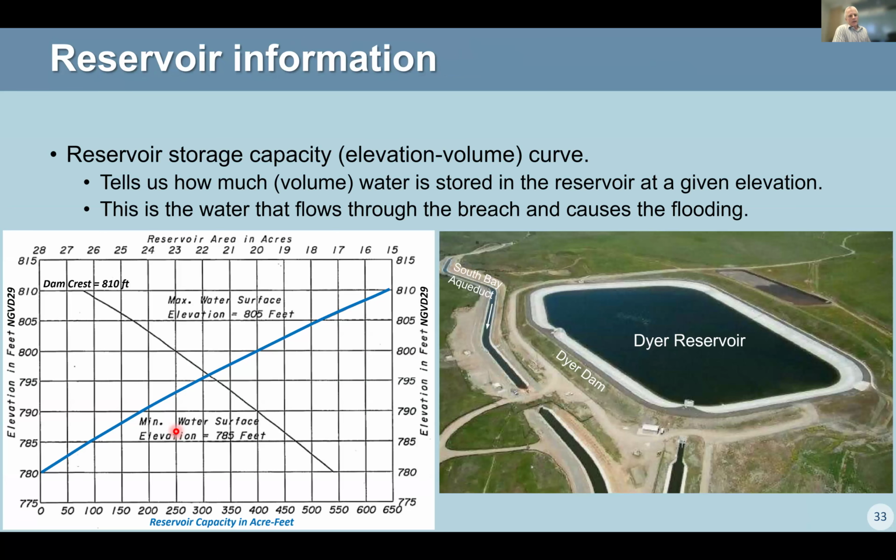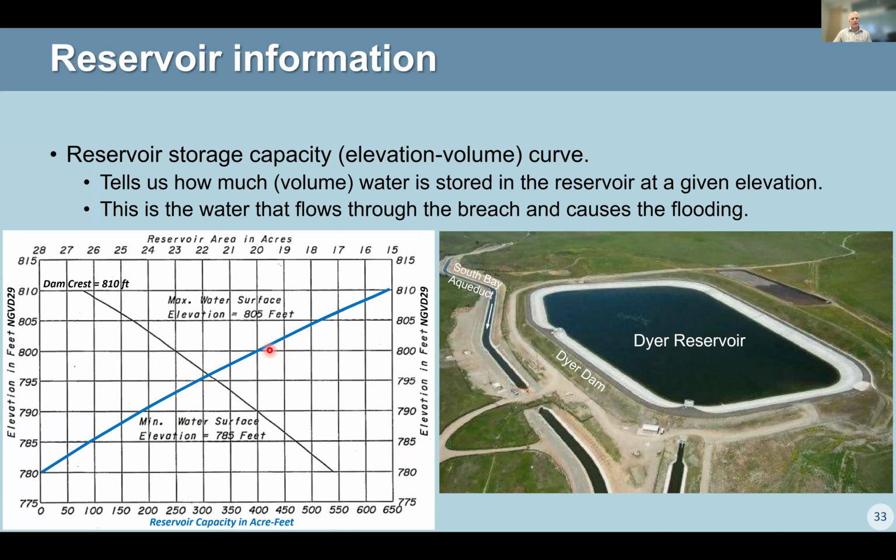Then we need information about the reservoir. There are multiple ways to do this, but it comes in through an elevation volume curve. We know the reservoir has a certain capacity, but depending on how much water is in the reservoir, how deep it is, there's more water or less water. And that's all embodied in just one curve, a reservoir elevation volume curve. The elevation here is on the right-hand side, and here's the reservoir capacity.